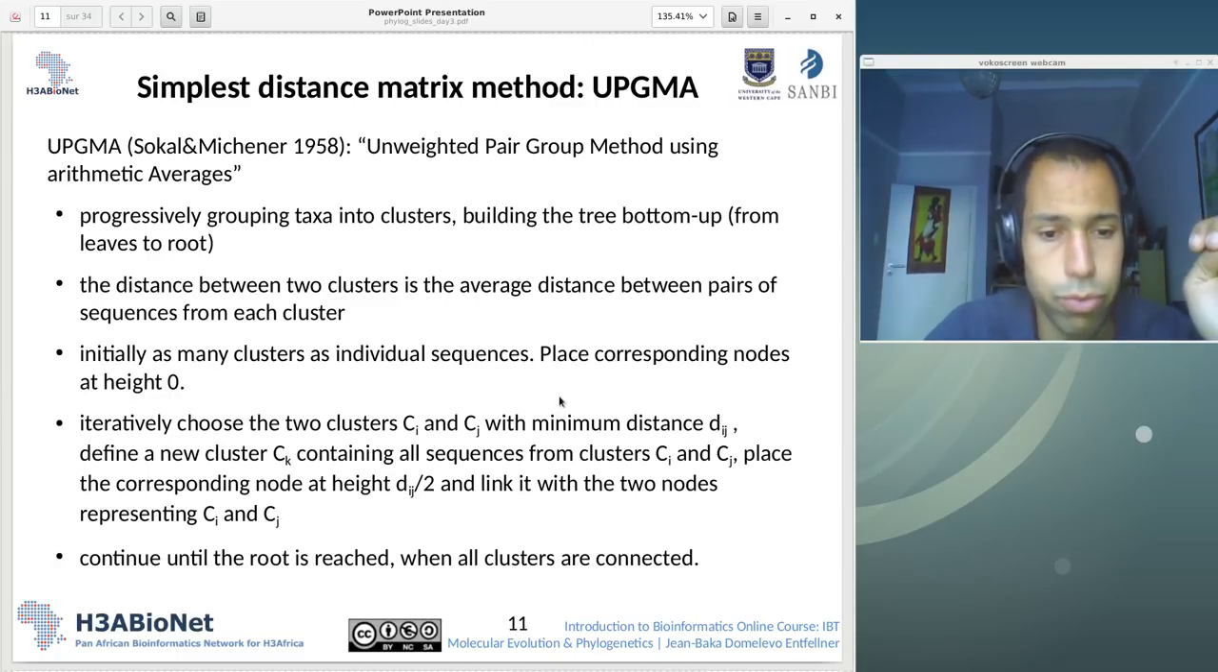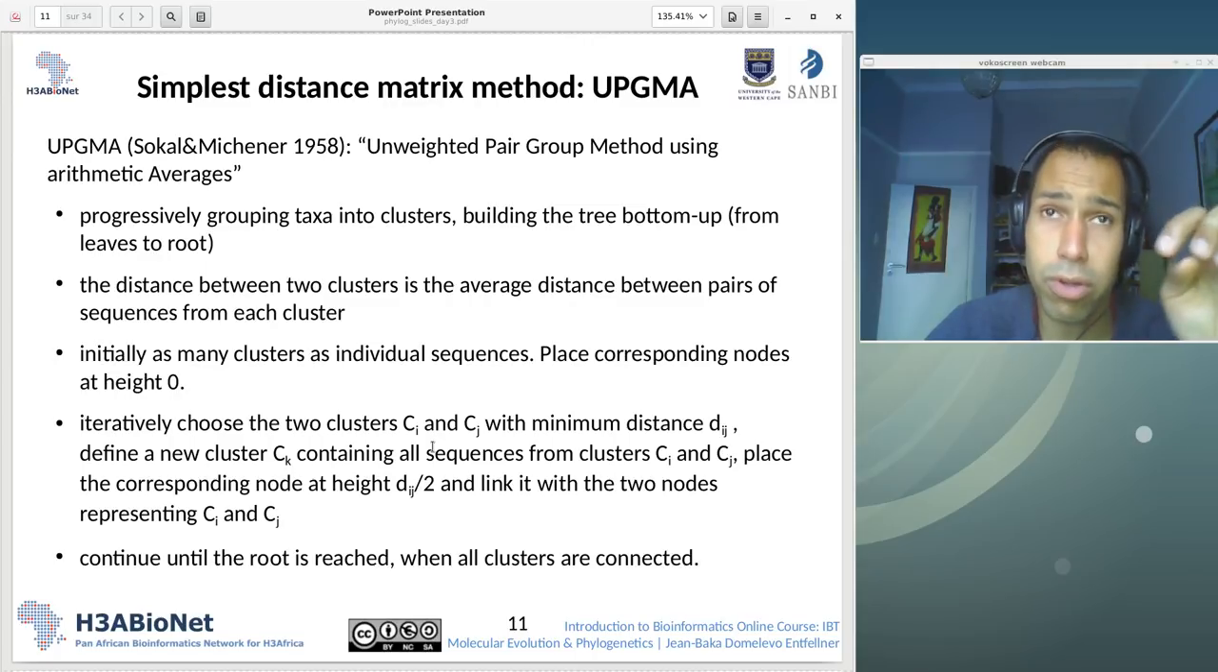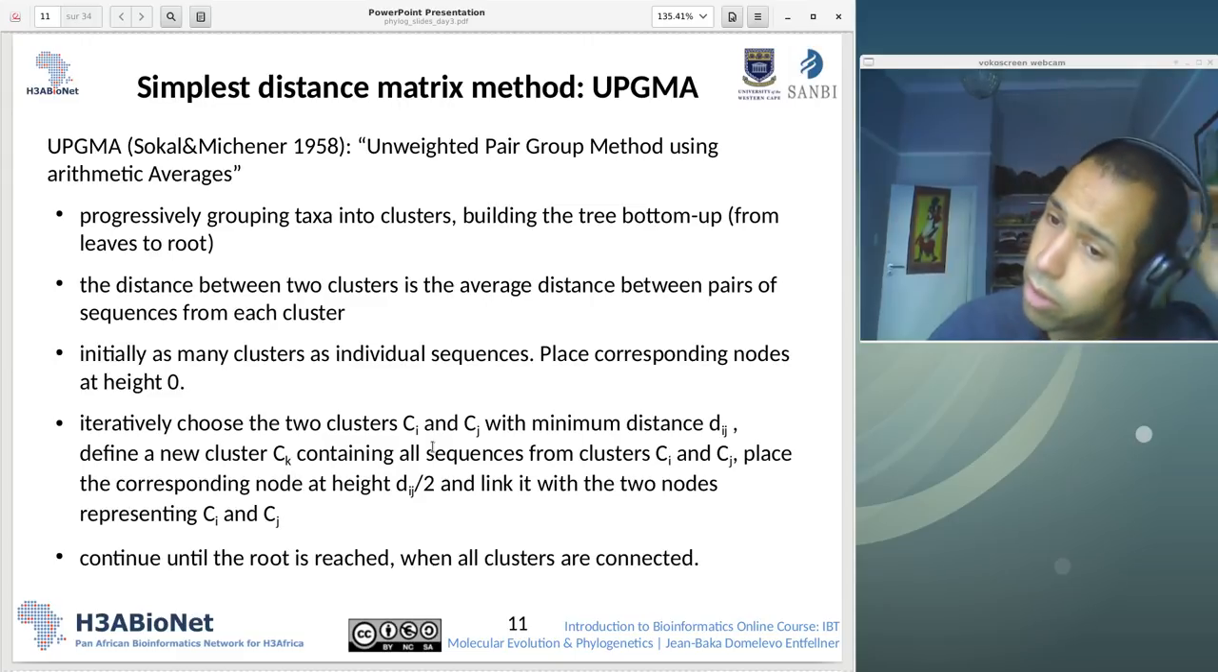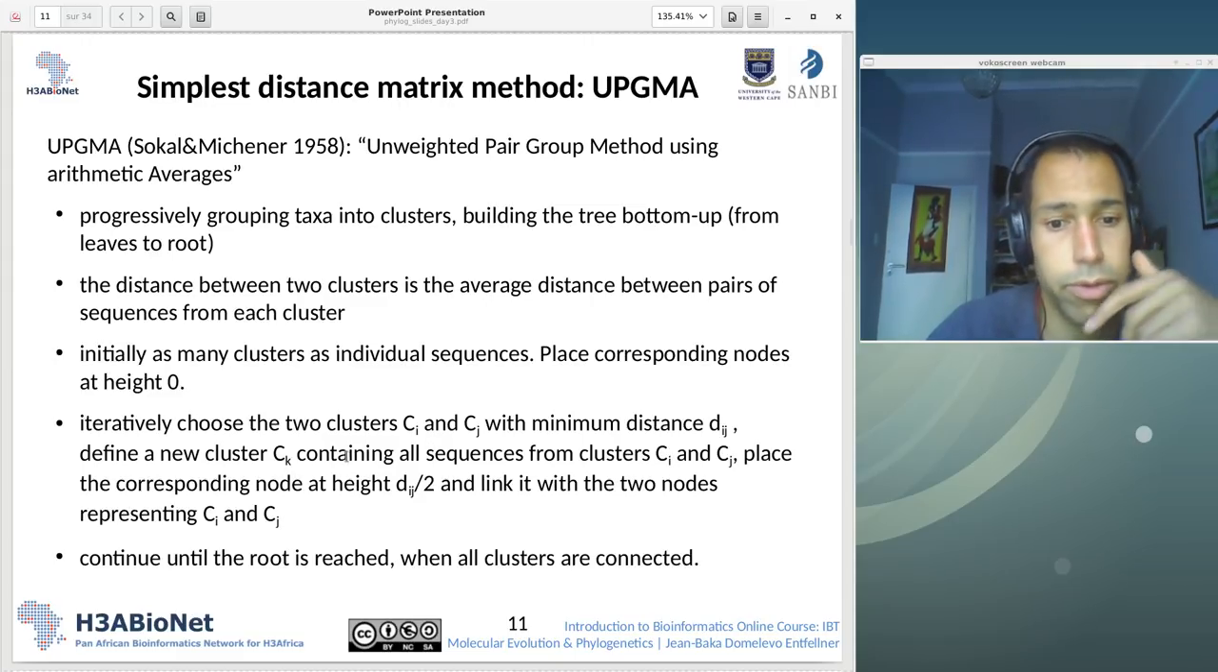Because you grouped two leaves into one cluster, okay? So we started with leaves, but gradually you form clusters. So now after the first grouping, if we had originally n taxa, we have one cluster that is made of the two closest taxa, and we have n-2 other clusters that are made of the individual taxa left, that have not been grouped yet.